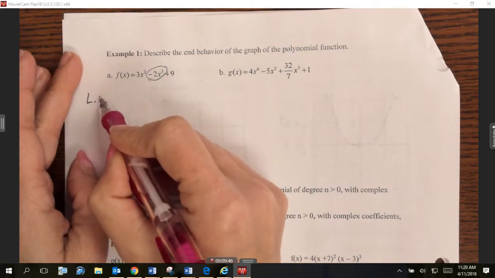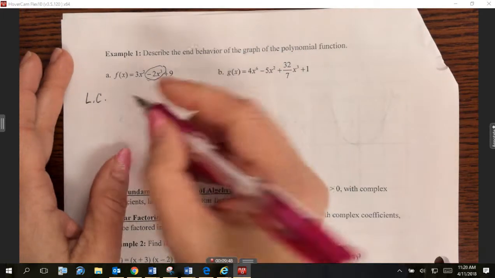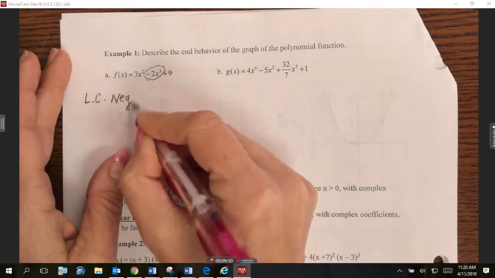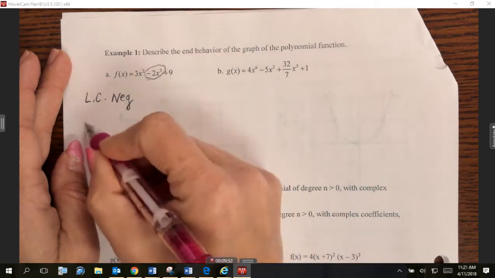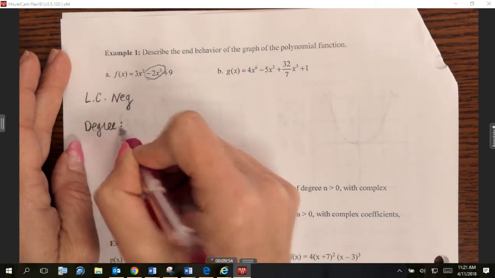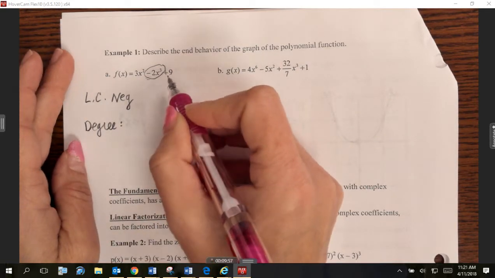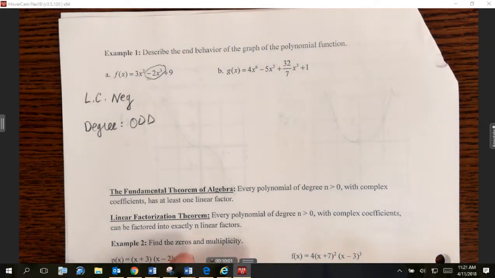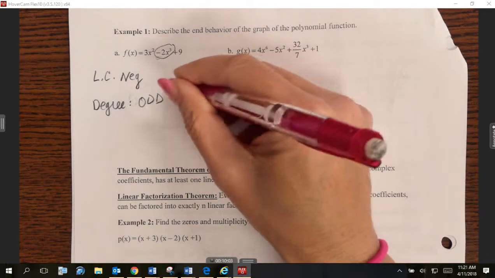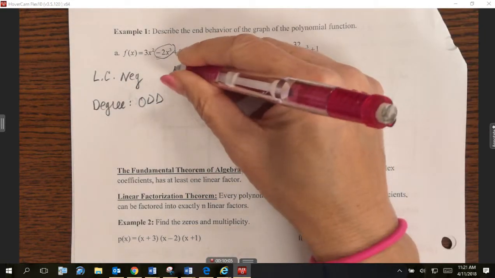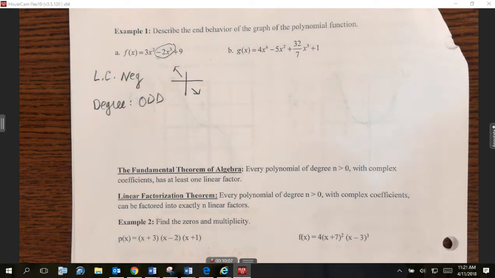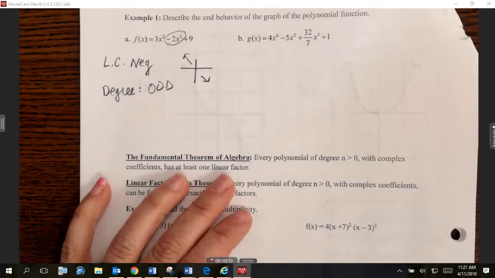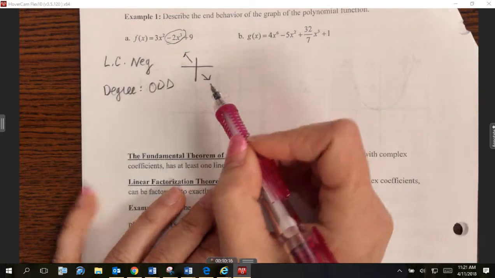So my leading coefficient, I don't really care what number it is, all I care is that it's negative. And my degree, it doesn't matter what number it is. What matters is that it is odd. So if we have a negative in an odd situation, then we're looking at a graph that looks something like that. I don't know what it does in the middle, and I'm not asked to find that right now. So we have to write the end behavior.